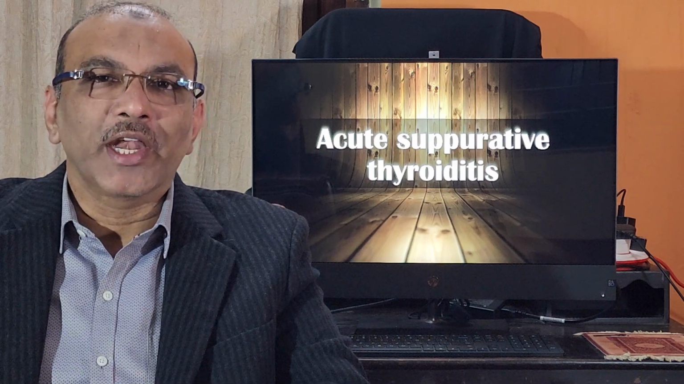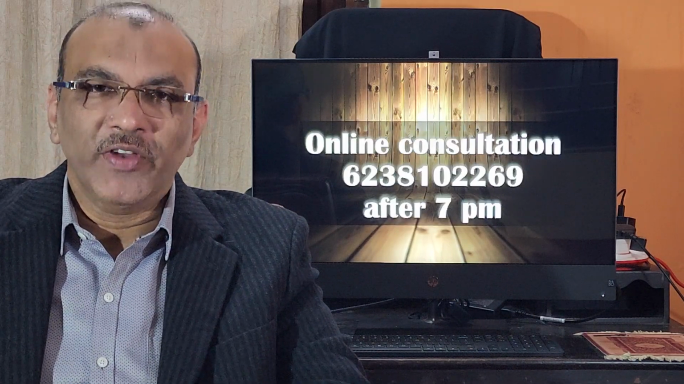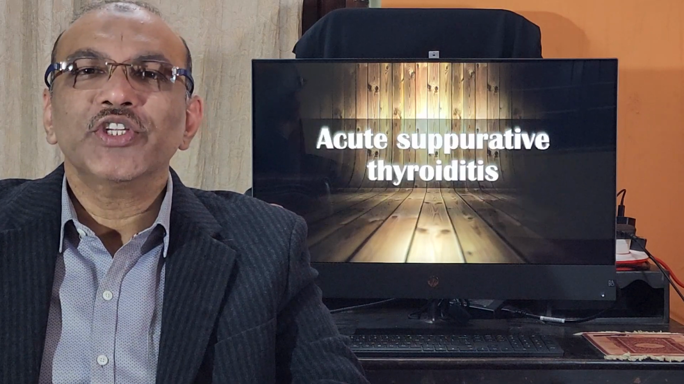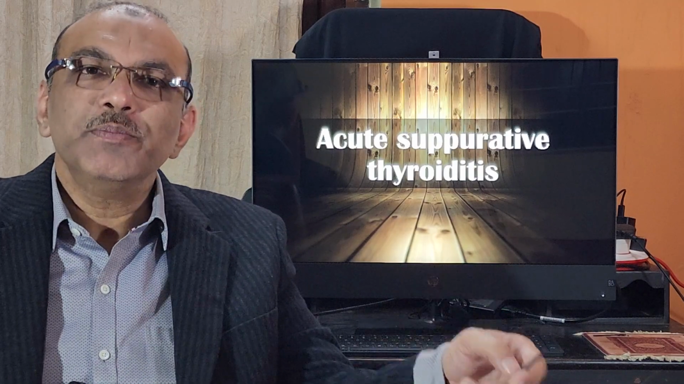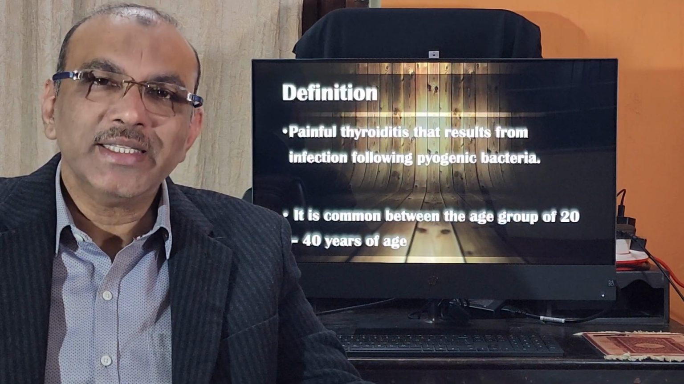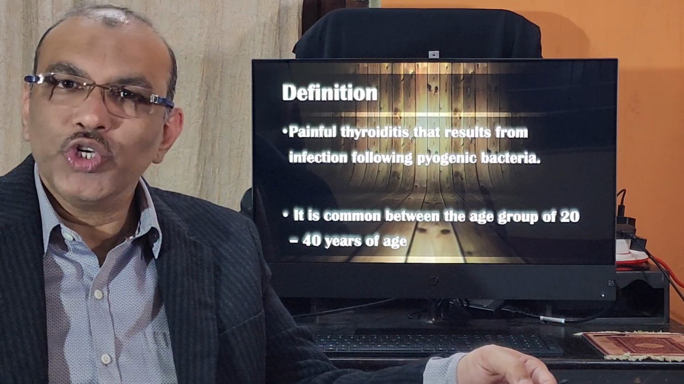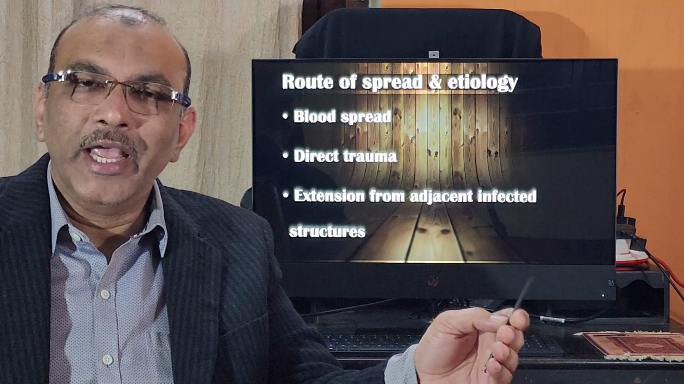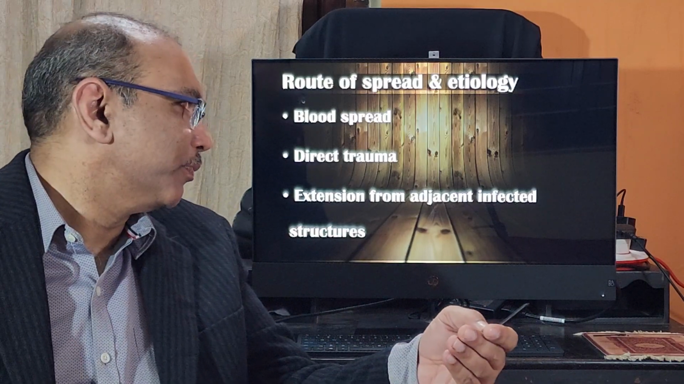Acute suppurative thyroiditis. That is the topic. There are so many different conditions involving the thyroid gland, one among them being infection. This infection can be either bacterial or viral. This particular one, acute suppurative thyroiditis, means it's a bacterial infection involving the thyroid gland. Usually, it involves the age group between 20 to 40, a younger age group.